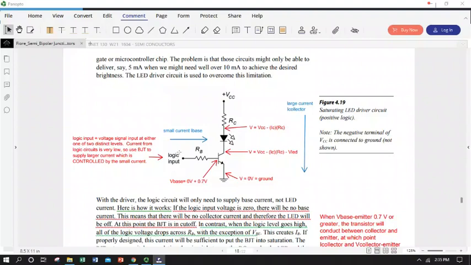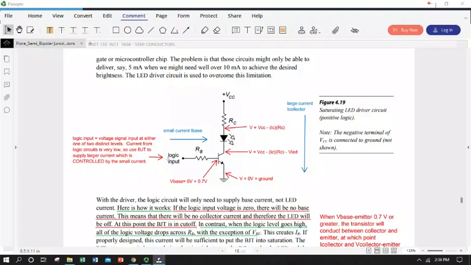So if we look at a voltage signal, say it was 0 volts here, and 0 volts at ground, there's no way that we can overcome our forward bias voltage between our base and our emitter, and so no current would flow through the transistor collector to emitter. It's off like a switch.